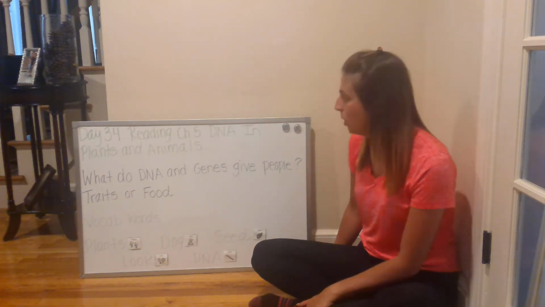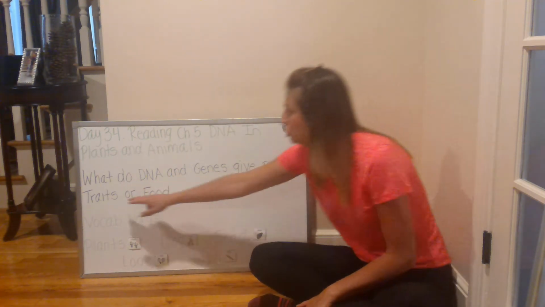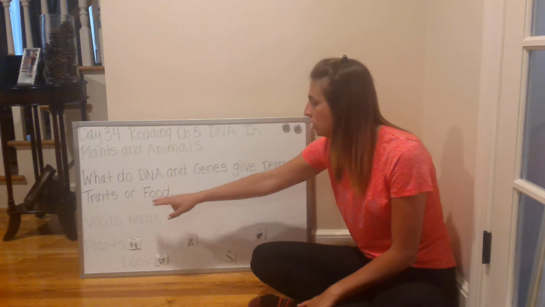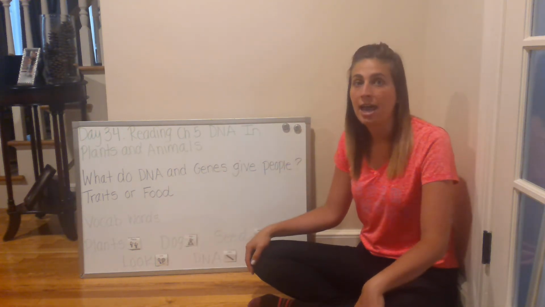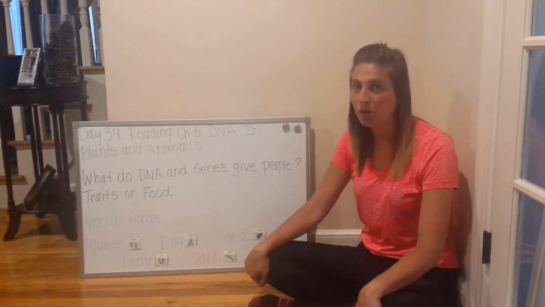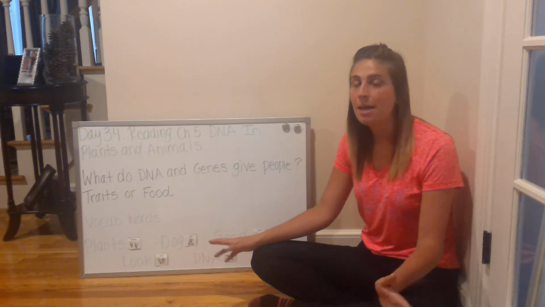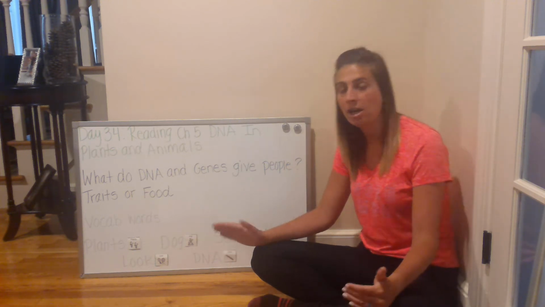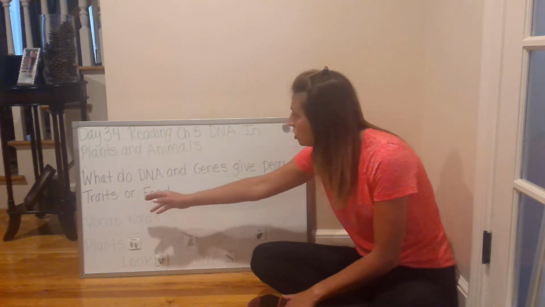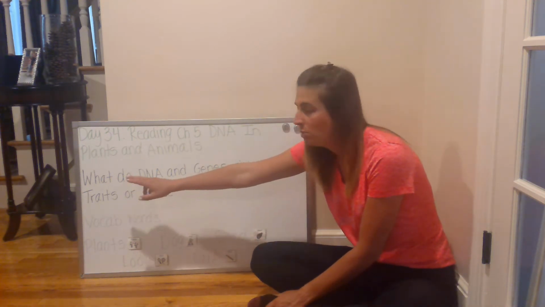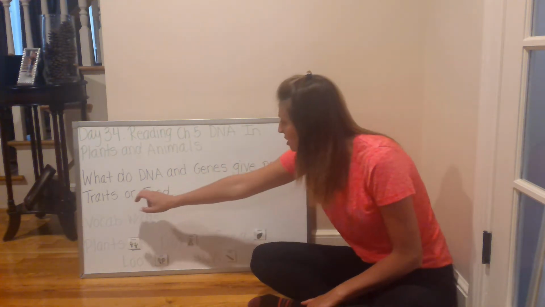So today we're going to be reading Chapter 5, like I said, and we're going to go over our focus question. What do DNA and genes give people? Traits or food? I'm going to read it again, and I want you to think about an answer. After we're done reading our story, we're going to go back and revisit our focus question, and you can see, based on our readings and comprehension questions, if your answer was correct or incorrect. I'm going to read the focus question one more time. What do DNA and genes give people? Traits or food?